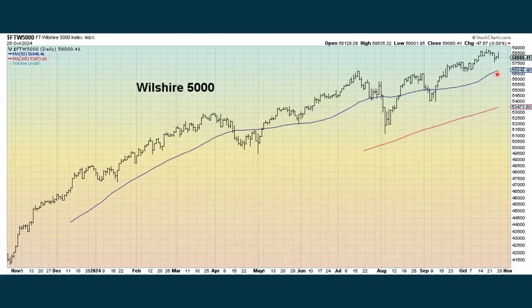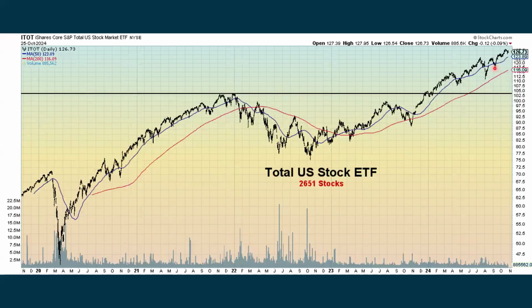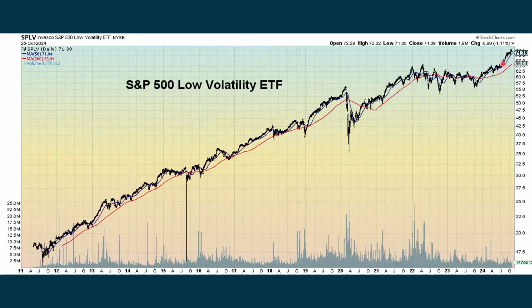The Wilshire, another broad market measure, coming off of a recent all-time high, is still in an uptrend. And then the total U.S. stock ETF, also a little bit of weakness lately, but still looking pretty solid there. Low volatility stocks, when you look at them all by themselves, are in a solid uptrend. And this is what folks get into when they're more defensive. But we've been seeing a really solid uptrend for all of 2024 as the S&P has been setting all-time highs.